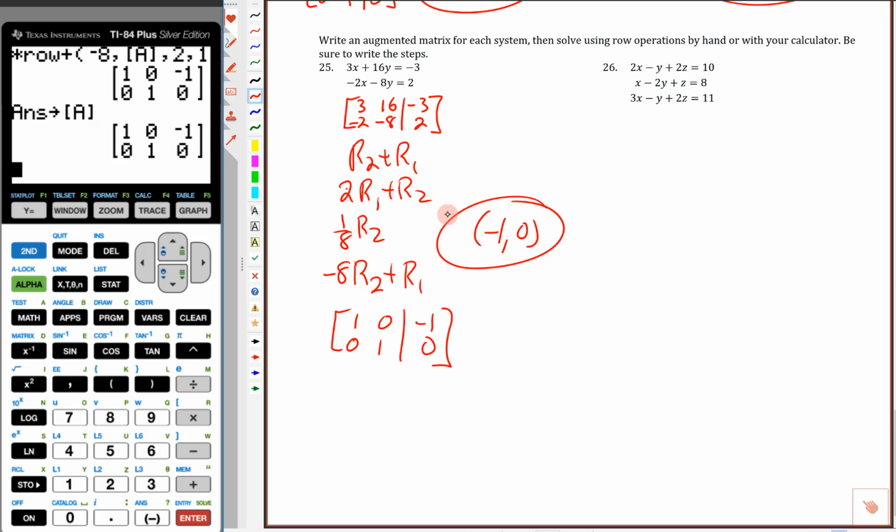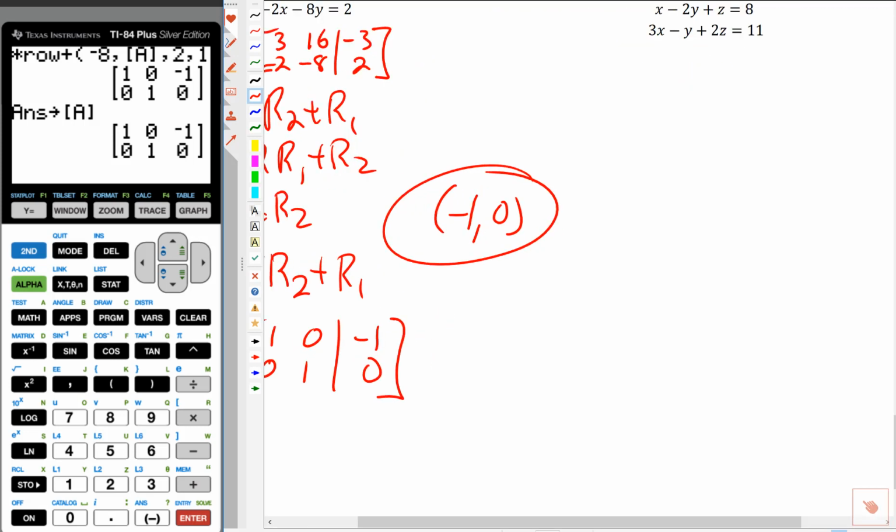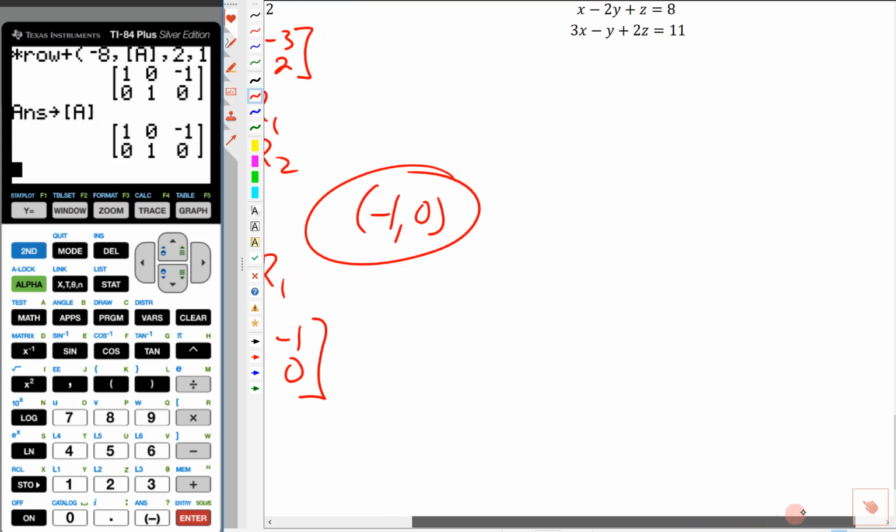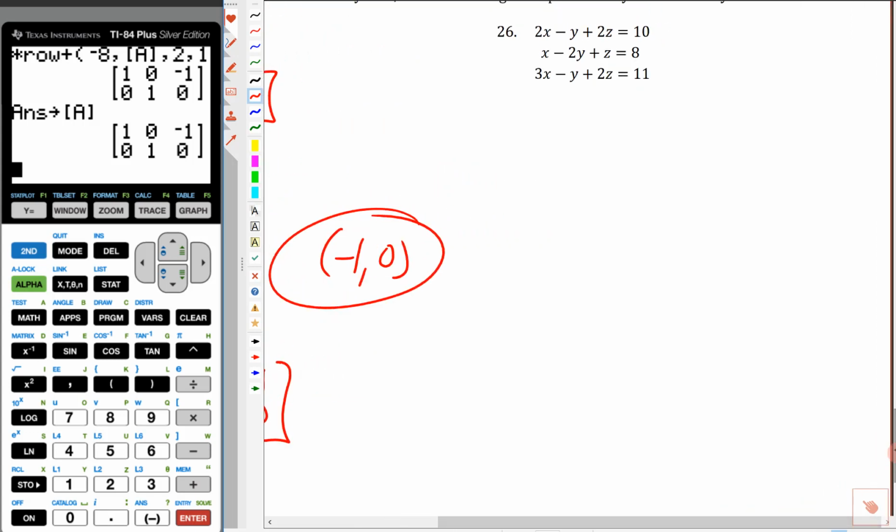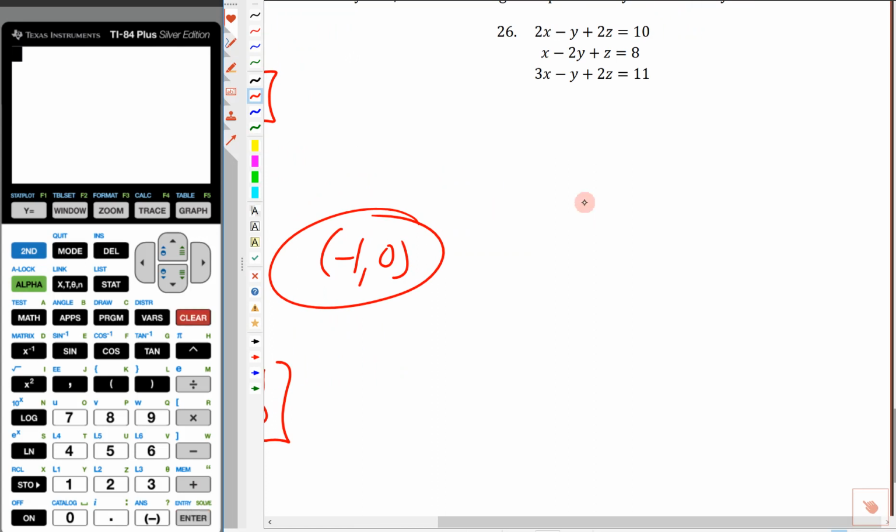Now, we're going to turn our attention to number 26. So I'm going to zoom in on this just a little bit. This is going to take a little bit of work here. So I'm going to make sure that we've got room and we can see what's going on. So I've got this all cleared off and got it ready to go. We do need to write down the augmented matrix here before we put it in the calculator, but I'd like you to take a look.